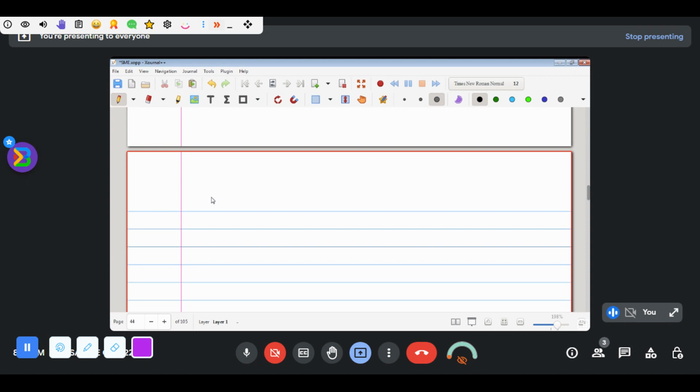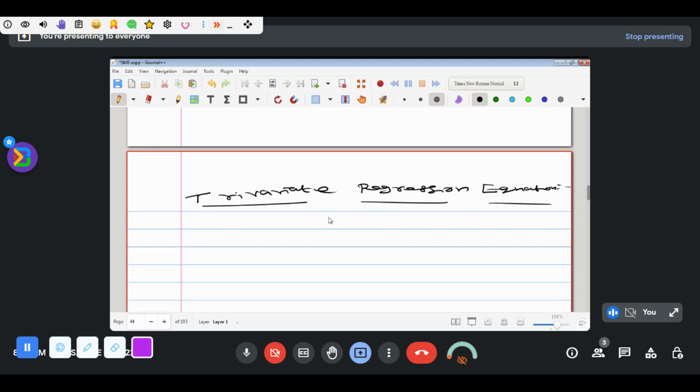So first of all, write the formula. What is the formula? The tri-variate regression plane equation. Already you know the single variable and two-variable, x and y, regression line equation, but here there are three variables.